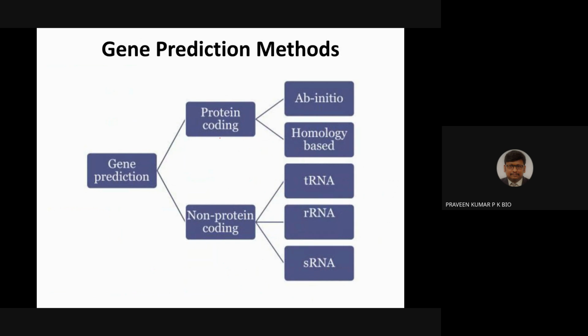Now let me take you to the gene prediction methods. What are the different gene prediction methods we have? Protein coding genes, we can predict using ab initio and homology based methods. For non-protein coding genes, we can go for tRNA, that is transfer RNA, ribosomal RNA, and small RNAs: microRNA, small nuclear RNA, sRNA, siRNA. These are types of RNA. All these come under non-protein coding genes. So these are the prediction methods we generally use.